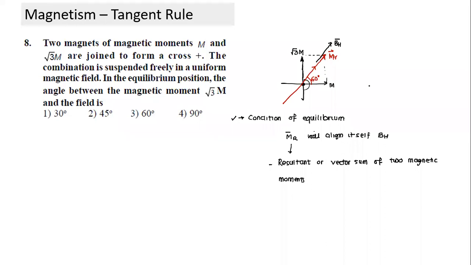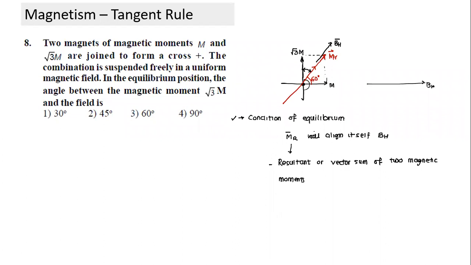If I have a bar magnet and the field BH is like this, and I suspend the bar magnet, it will come to rest along it. What do we have to find? The angle between the magnetic moment root 3M and the field. It's easy to find. This angle is 30 degrees.